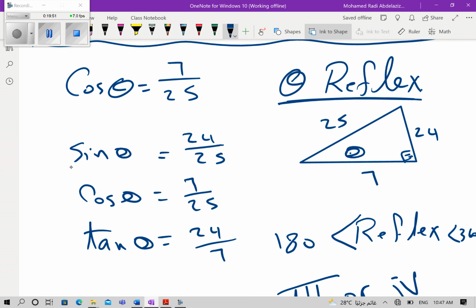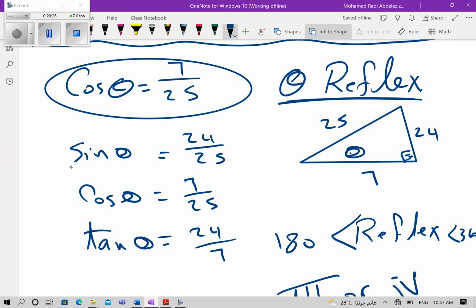Reflex angle may be in third or fourth. Which trigonometric ratio is given? Cosine. Is it given positive or negative? Given positive. In the third quadrant cosine is negative, and it is given in the question that cosine is positive. This means we are now in the fourth quadrant.